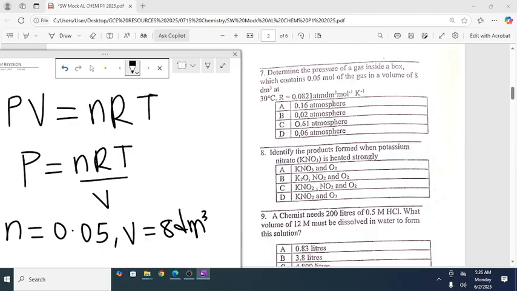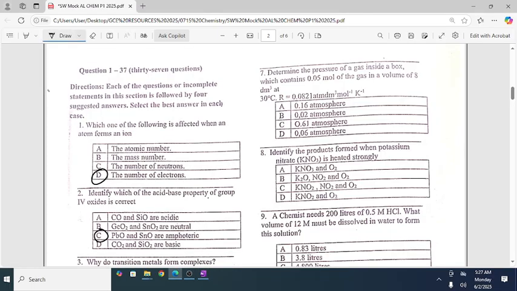Now my volume was still in cm cube because of the units of R. R is in cm cube per mole per Kelvin. So with this n in moles, and all the units, the final unit of pressure is going to be in atmosphere. So I'm very certain about question 7 to be A.